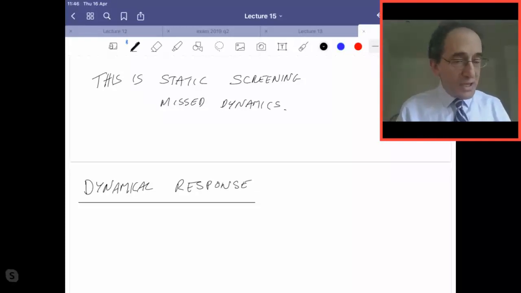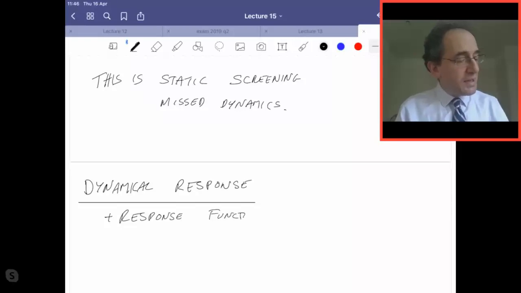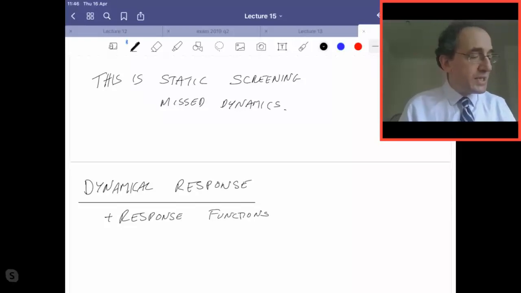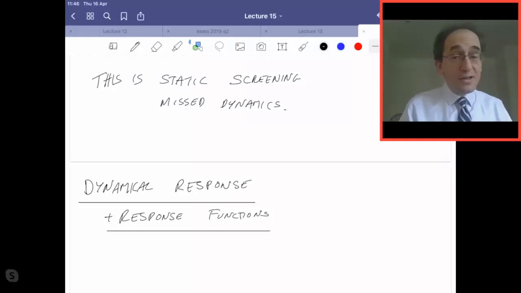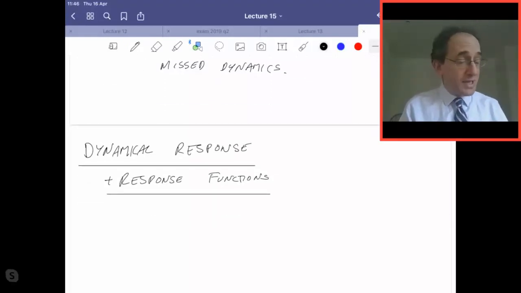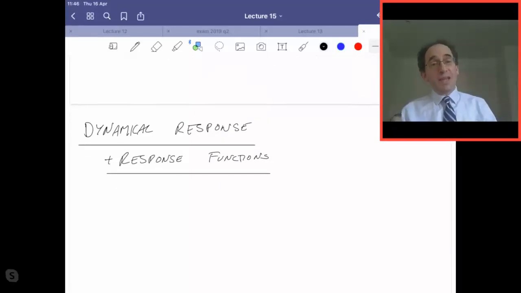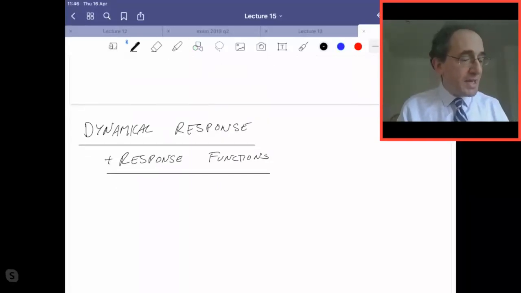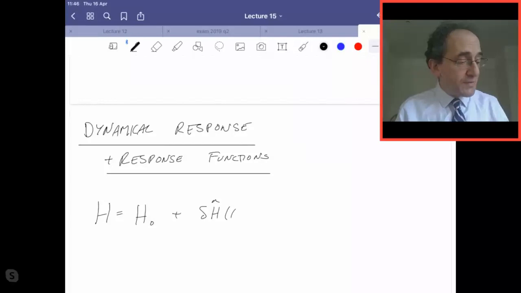So what we're generally going to do is write dynamical response and response functions. That's response functions in general. And maybe we'll have to push to the next lecture when we actually calculate the response function we're interested in, which is going to be the response of a metal to some applied potential. But at least we'll try to set up the formalism in this lecture. So the Hamiltonian will be H_0 plus some perturbation, which can be a function of time.